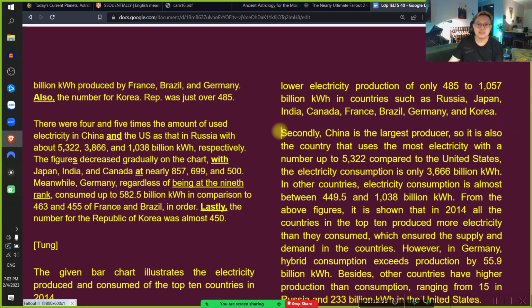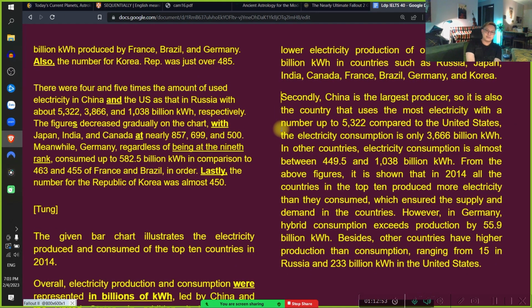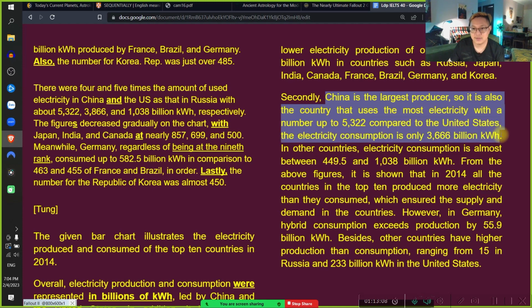Okay, good. Secondly, China is the largest producer, so it is also the country that use... Wait, the cause and effect relationship here is not right. This cause and effect sentence is not good, because you are assuming that being the largest producer, it must also use the most electricity.